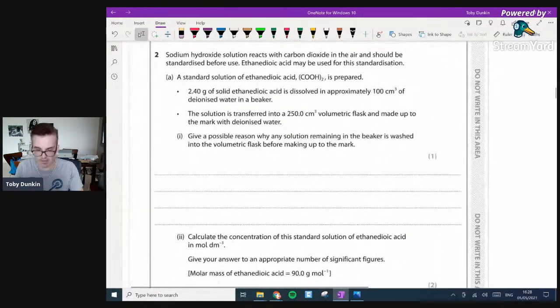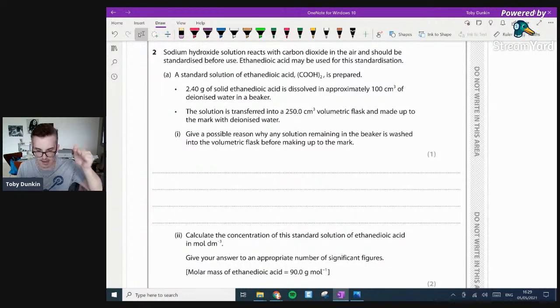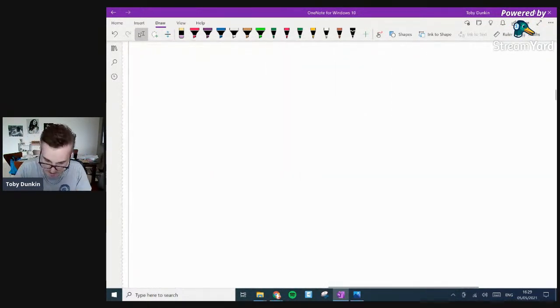Next, sodium hydroxide solution reacts with carbon dioxide in the air and should be standardized before use. Ethane dioic acid can be used, or may be used, for this standardization. A standard solution of ethane dioic acid is prepared. 2.4 grams of solid ethane dioic acid is dissolved in approximately 100 centimeters cubed of deionized water in a beaker. The solution is transferred to the 250 volumetric flask and made up to the mark. Give a possible reason why any solution remaining in the beaker is washed into the volumetric flask before making it up to the mark.